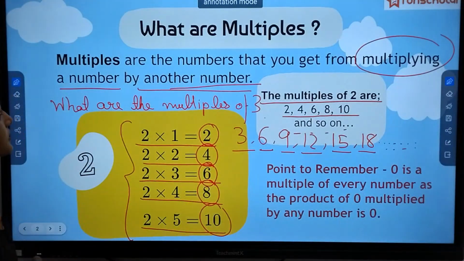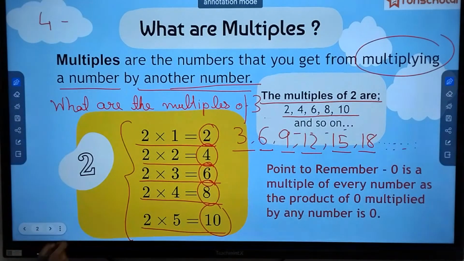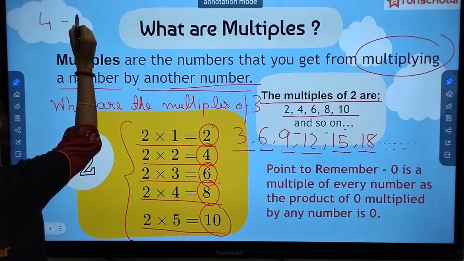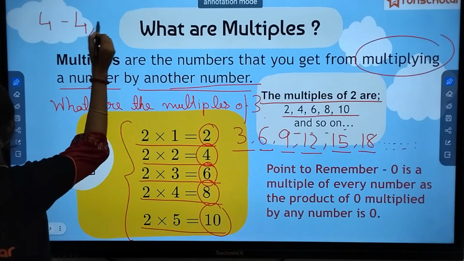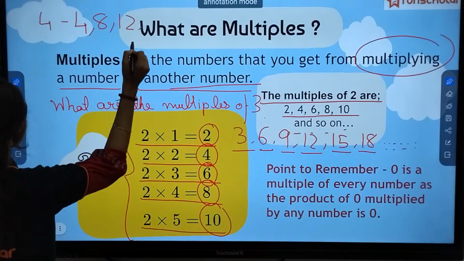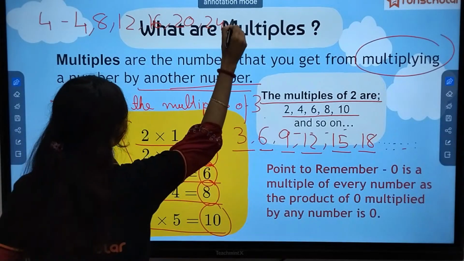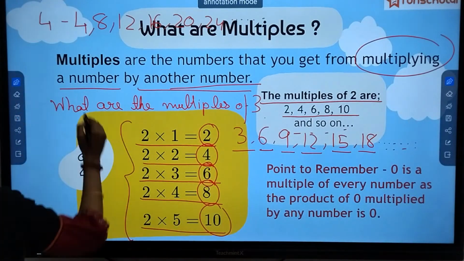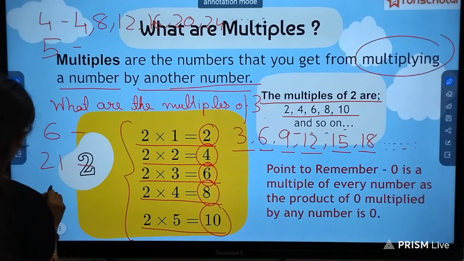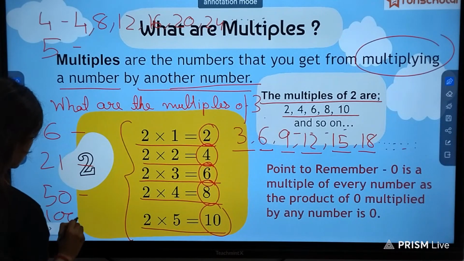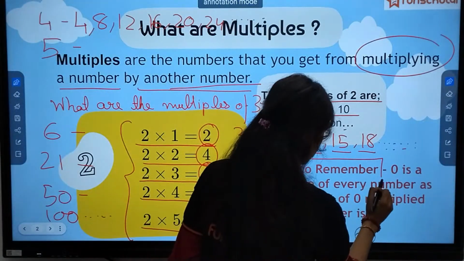Okay. Similarly, if I ask you multiples of 4, what will you say? 4 1s are 4. So 4, 8, 12, 16, 20, 24 and so on. Similar way, you can find the multiples of 5, 6, 21, 50, 100, etc. Right? Okay. Now point to remember.